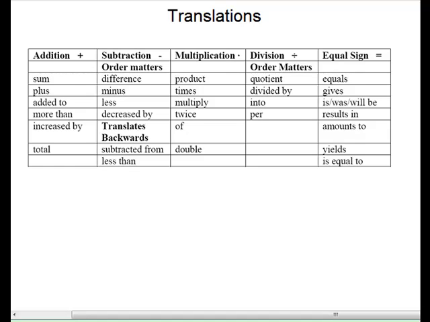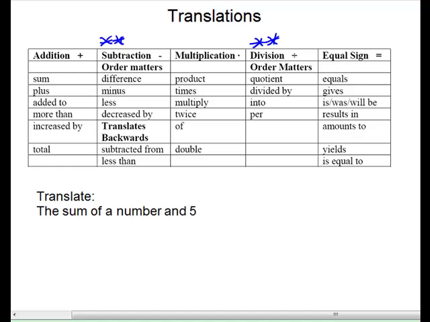Translations. We have a table here of our terms, and we will translate those over to symbols for our mathematical operations. Recall that two of our operations have the commutative and associative properties, which means that we can change the order. These are addition and multiplication. So for those two, order does not matter. Subtraction and division, you have to be more careful with. The order does matter. They are not commutative. They are not associative. So we'll have to be careful with those.